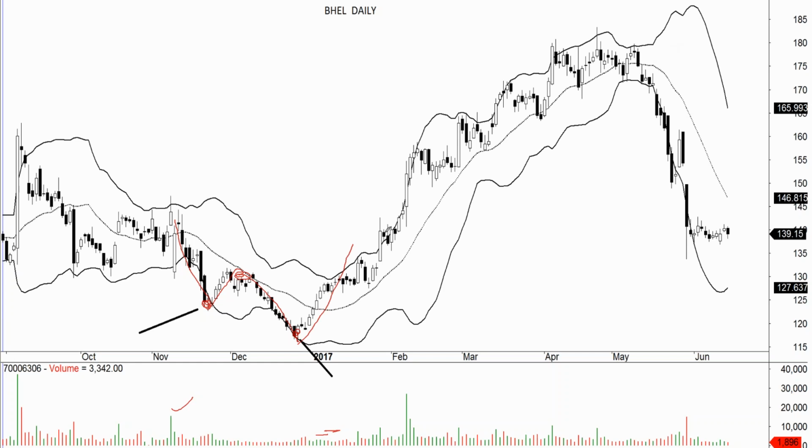Entry can be taken on candle confirmation here. Suppose the prices are going down and you find a bullish engulfing candle here. Above the high of the candle, you can take the entry, keeping the stop loss below the low of the candle. And if this low gets lower than this one, then the stop loss should be the previous low. Simple technique, but very effective.